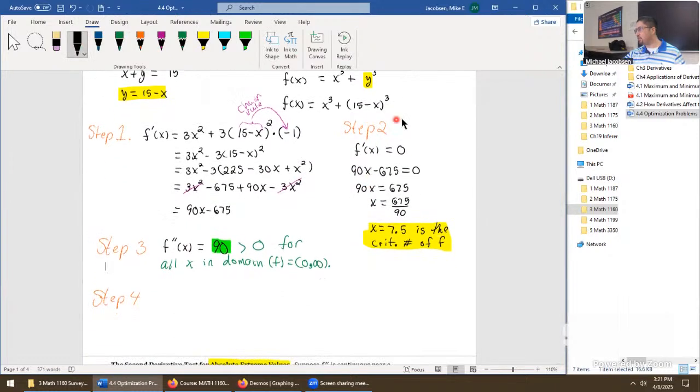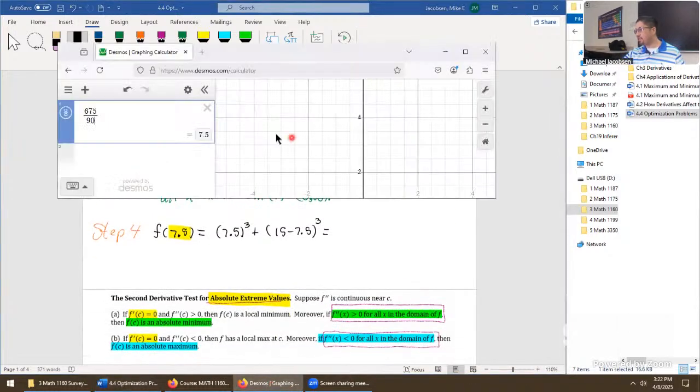So we go to our f of x function. Here it is in a pretty nice format. Calculate f of 7.5, the critical number. At 7.5, we're getting 7.5 cubed plus, plugging 7.5 here, 15 minus 7.5. That is exactly 7.5 again, raised to power 3. Now we're just dumping this into a calculator. I have 2 copies of 7.5 cubed, and simplifying this by combining the like terms gives us 843.75.